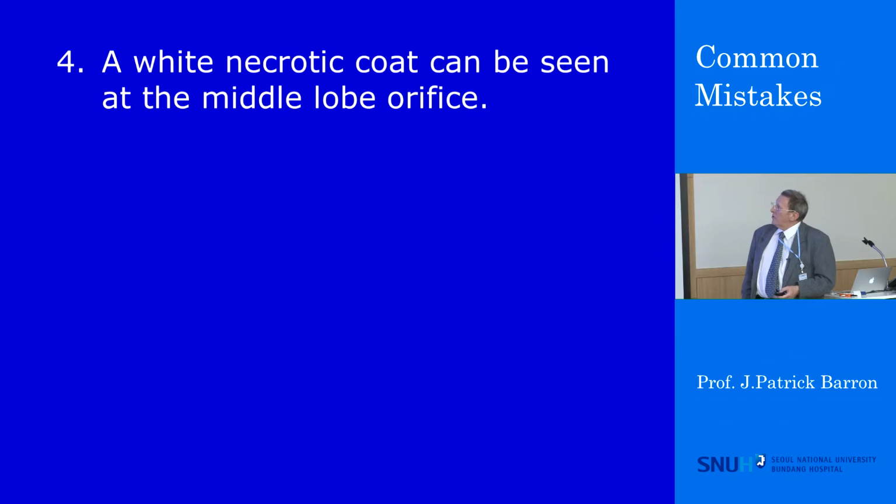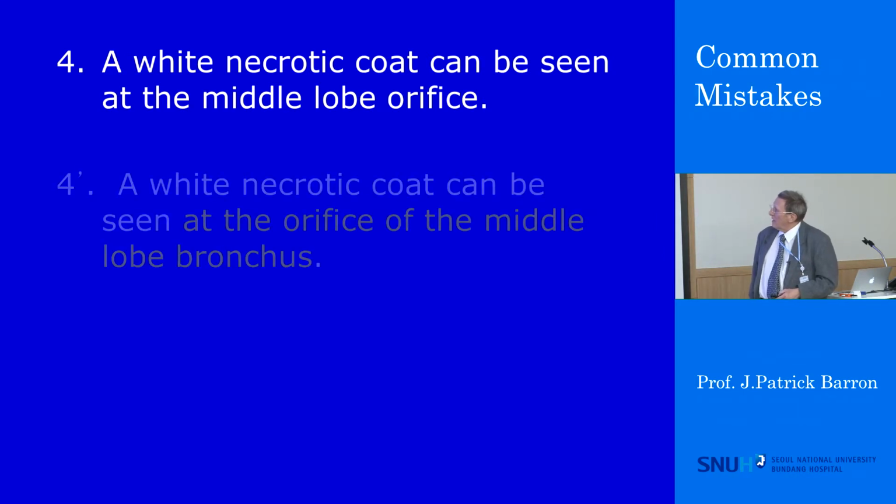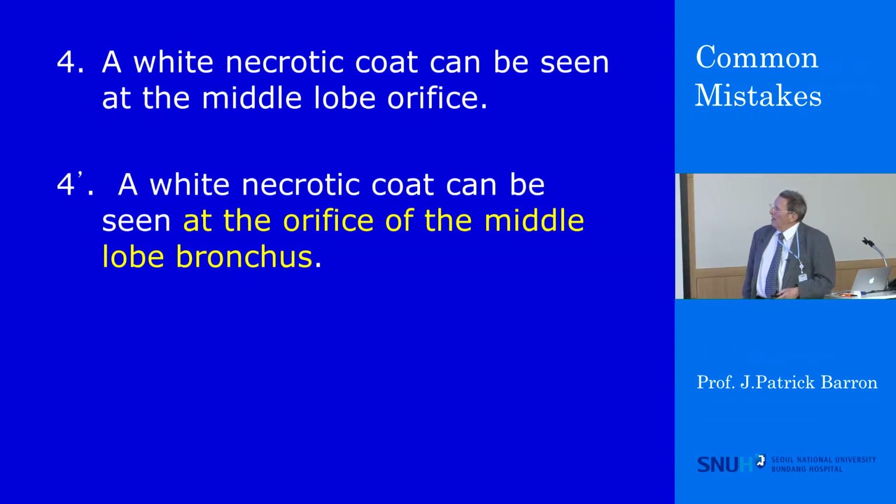A white necrotic coat can be seen at the middle lobe orifice. It's more correct to say at the orifice of the middle lobe bronchus. It's the bronchus of the middle lobe that has the necrotic coat, not the middle lobe. Okay.